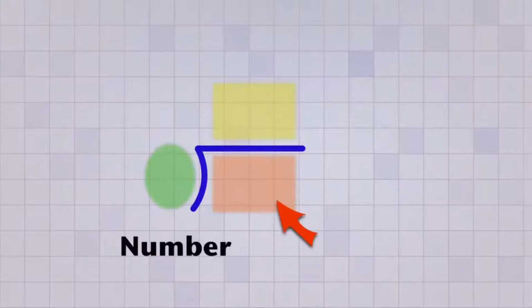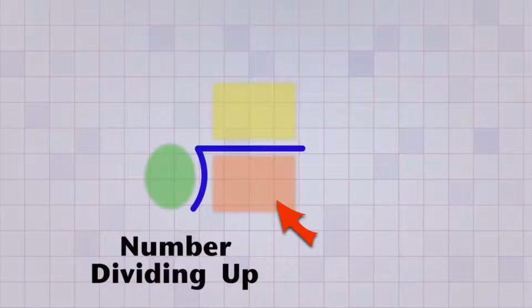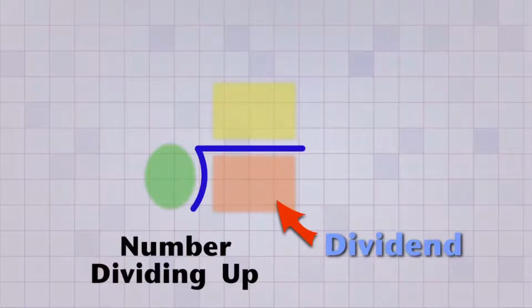And there's 3 special areas of this stage where the 3 main parts or characters of our division problem will go. The first area is here under the long horizontal line on our division symbol. This is the area where we put the number that we'll be dividing up. The fancy math term for this is the dividend. Most of the time, the biggest number will go here because we usually start with a big amount and want to divide it into smaller groups.